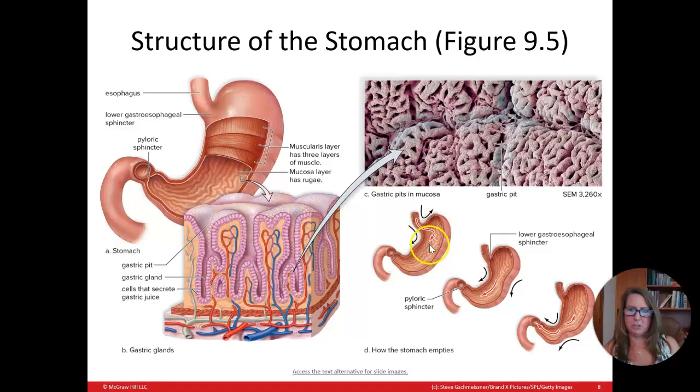As the stomach churns, essentially it is going to be moving the bolus along, and then it's going to exit here at the duodenum, and we are going to have the production of what we call chyme at that point.